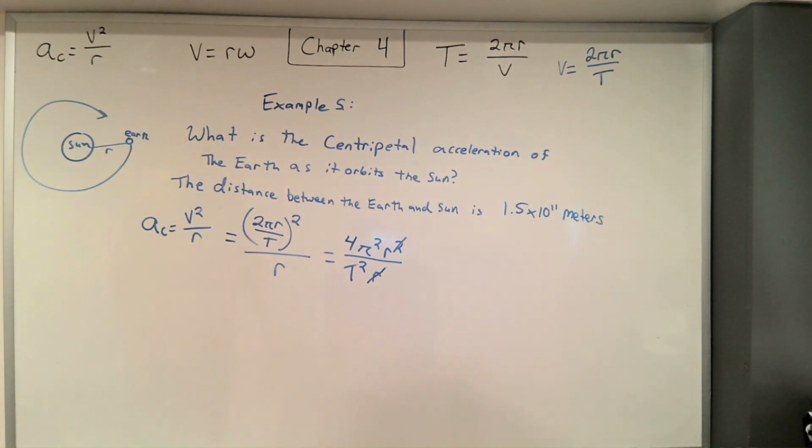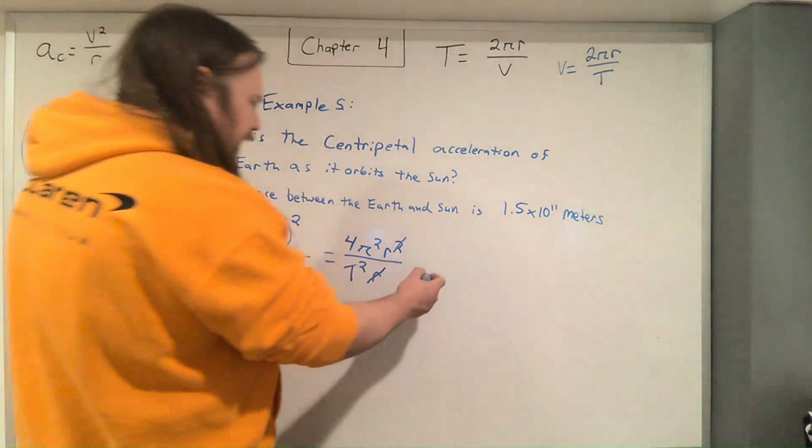And what does that leave me? 4 is just a number. Pi is just a number. R is going to be in meters. But T, the period of the Earth, is in 365 days. Now, that's not quite the correct SI unit, is it? So we would have to do a little calculation on that.